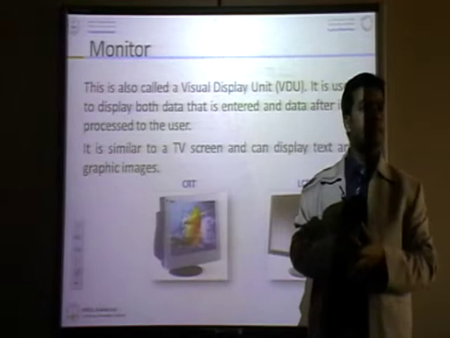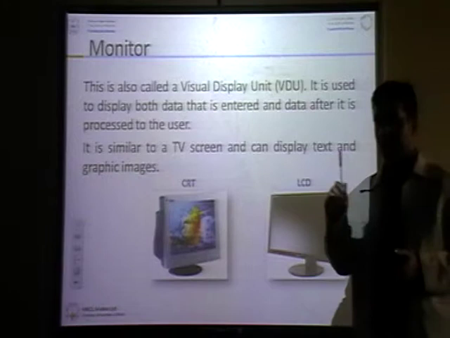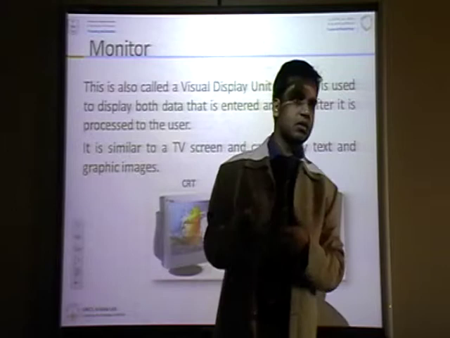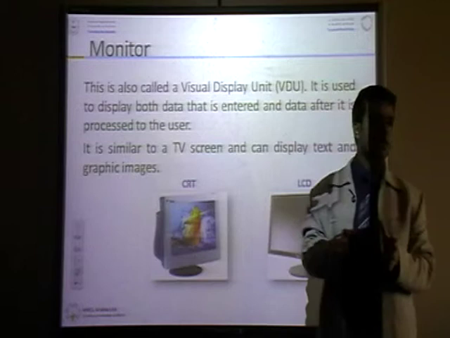What does LCD mean? Liquid crystal display. Liquid, like water. But that is different. This liquid is different. We don't put water here. But it is liquid crystal display.